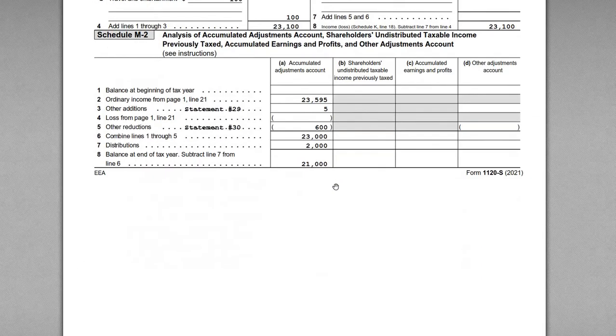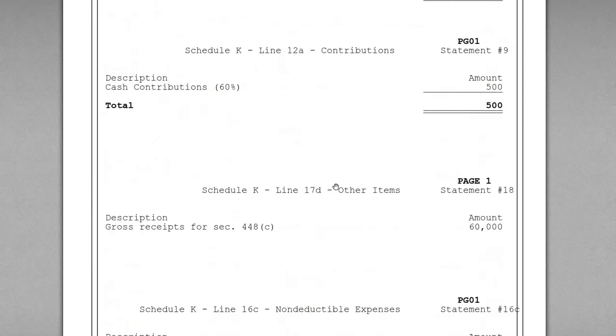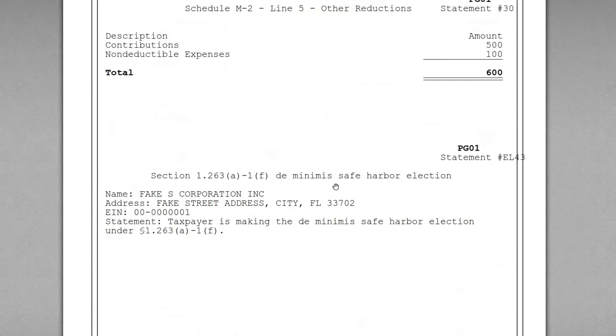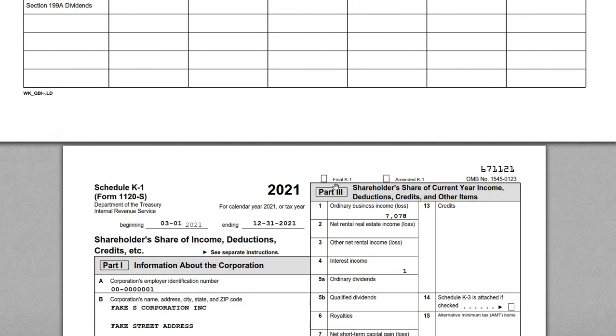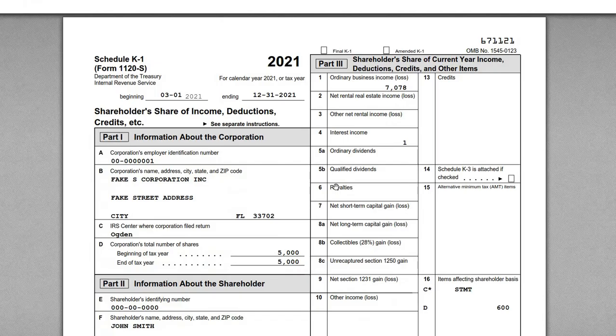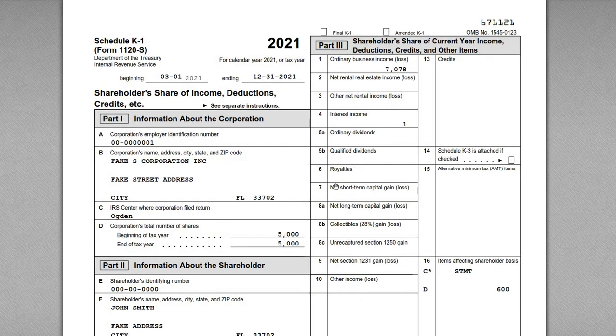Okay, now that we've covered those items, let's actually get into the K-1s and also talk about tracking shareholder basis. I really want to touch on that because that's something I see done incorrectly or just not at all. And it's very important that shareholders are tracking their basis.